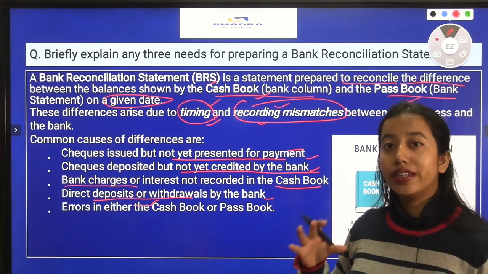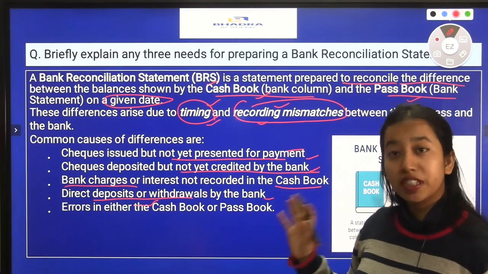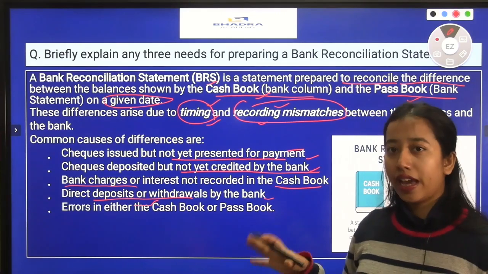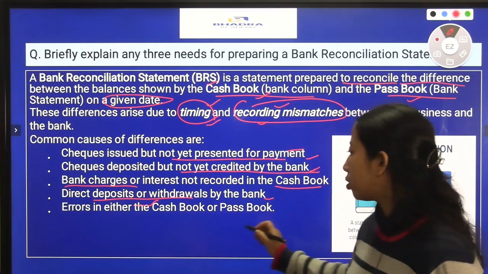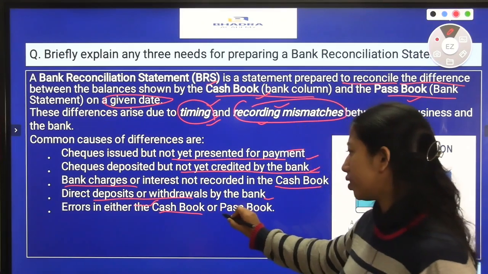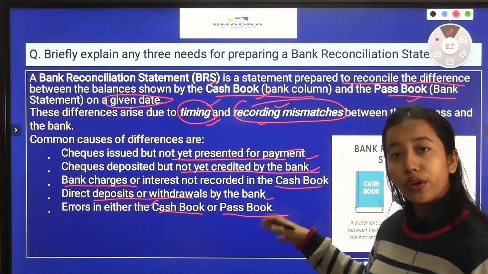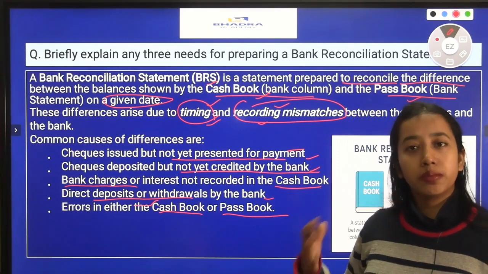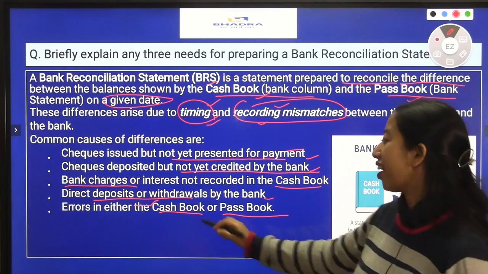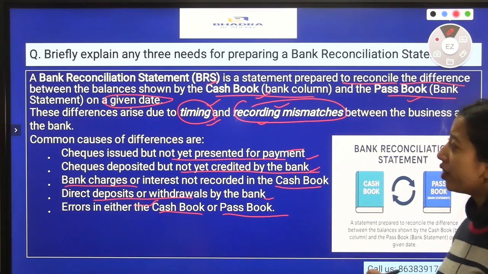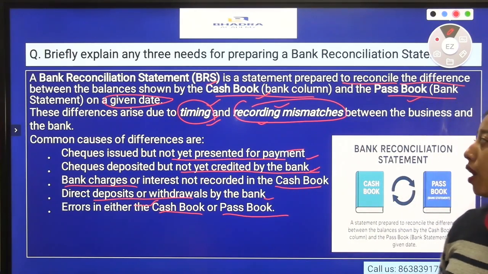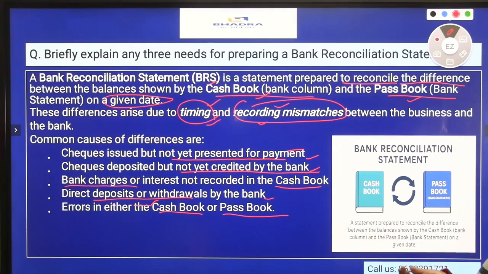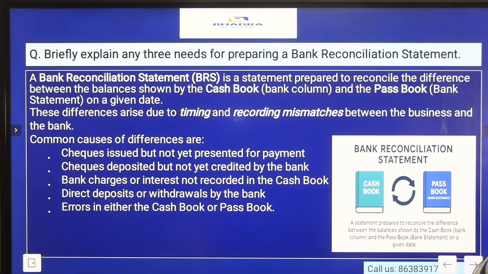So there is a mismatch in the balance of the passbook and the cash book on that particular day. The next reason is errors in either the cash book or passbook. If there are certain errors in either the passbook or the cash book, that will also lead to mismatches between both. So these were the reasons why there are mismatches between a cash book and a passbook. Now we will move to the need of preparing a bank reconciliation statement.